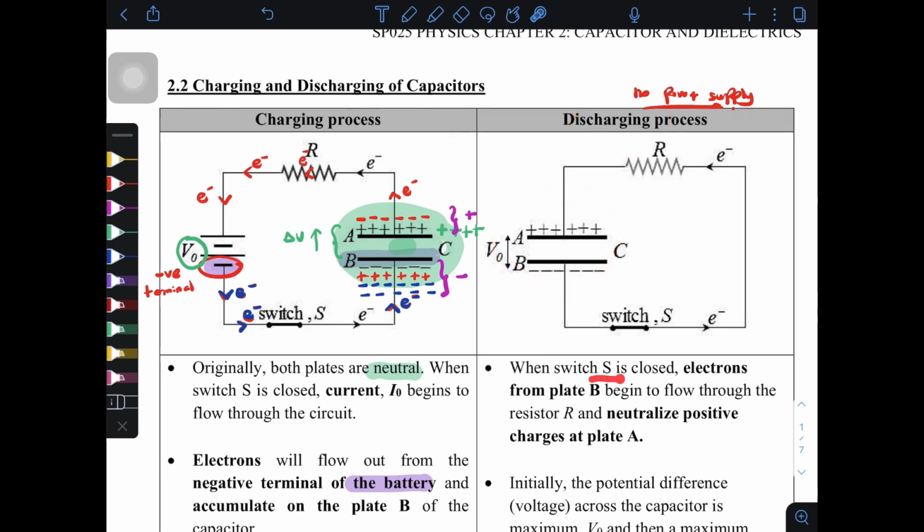Okay. When the switch S is closed, electron from plate B begin to flow through the resistor and neutralize the positive charge of the plate. Maksudnya tadi, dekat B kita kan dia negatif sahaja. Okay, menyebabkan bila kita dah tutup switch, dah tak ada power supply, elektron yang terlalu banyak dekat B ini, dia mengalir keluar. Okay, dia mengalir lalu dekat resistor dan dia masuk ke plate A. Sebab plate A tadi kan positif, so elektron akan attracted to the positive plate.